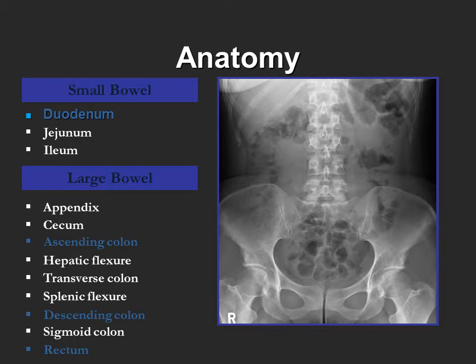This slide reviews the anatomy of both the small and large bowel. The small bowel is composed of the duodenum, the jejunum, and the ileum. The large bowel consists of the appendix, cecum, ascending colon, hepatic flexure, transverse colon, splenic flexure, descending colon, sigmoid colon, and rectum. Please click on the blue text to view selected structures in the bowel.